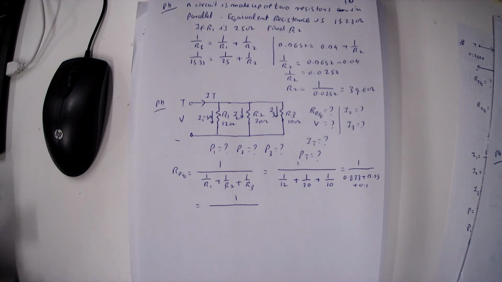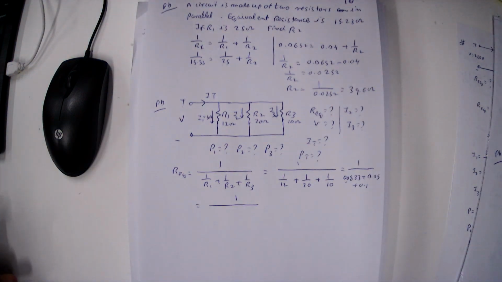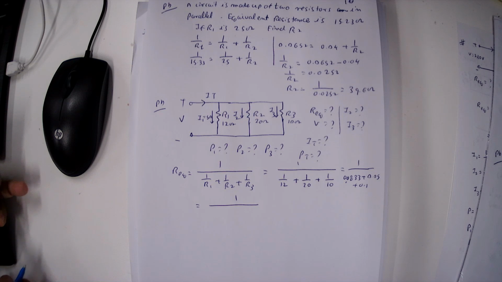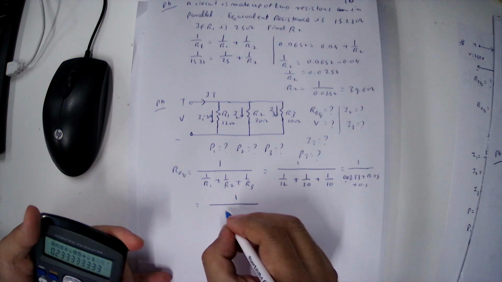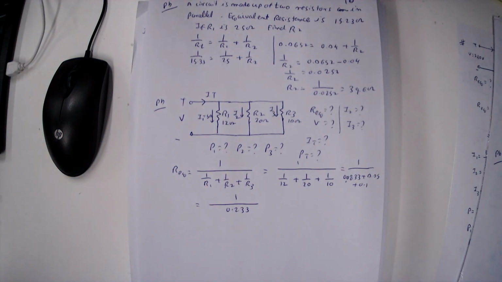1 divided by 12, so 0.0833. And 1 divided by 20, 0.05. 1 divided by 10 is 0.1. So we add 0.0833 plus 0.05 plus 0.1. So you got 0.233. So 1 divided by 0.233.